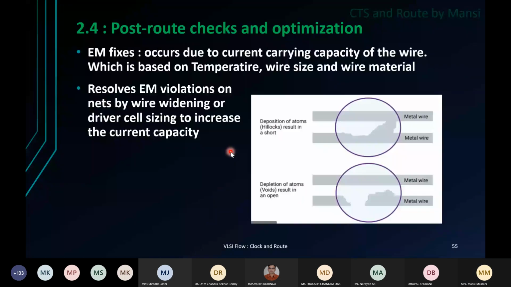Okay, let's talk about two fixes which are done post route. These are the final fixes for the design. One is called EM fix, one is called hold fix. Can anybody tell me what is EM, the full form of EM? Electromigration. Yes. Now, what happens when electromigration happens in a wire?